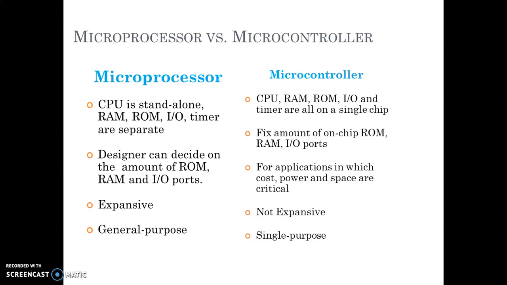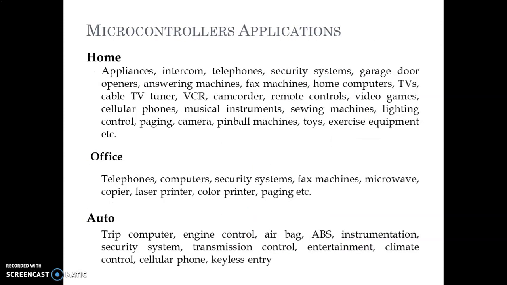A microprocessor is general purpose; we can use it for general purposes. A microcontroller is single purpose, an application-based device.